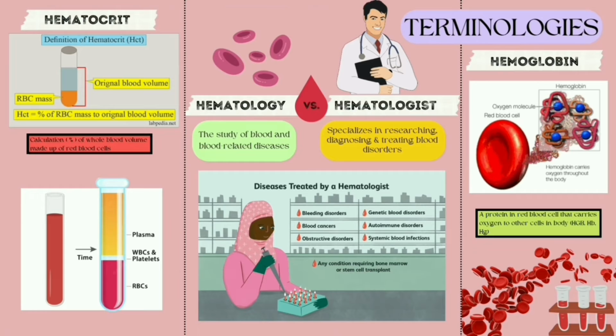Next, we have the word hematocrit, which is the calculation or the percentage of whole blood volume that is made up of red blood cells. And next is the word haematology and haematologist. Haematology is the study of blood and blood-related diseases, whereas hematologist is a specialist that specializes in researching, diagnosing, and treating blood disorders. The next word is hemoglobin. Hemoglobin is a protein in red blood cells that carries oxygen to other cells in the body.